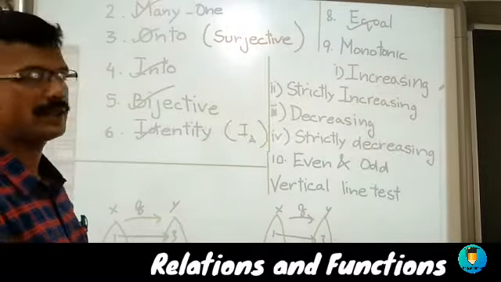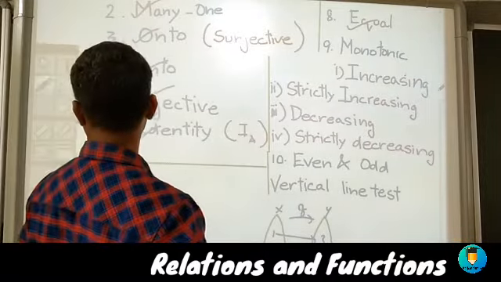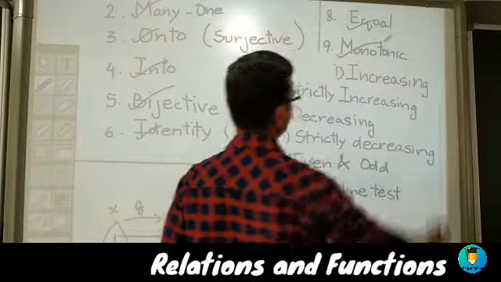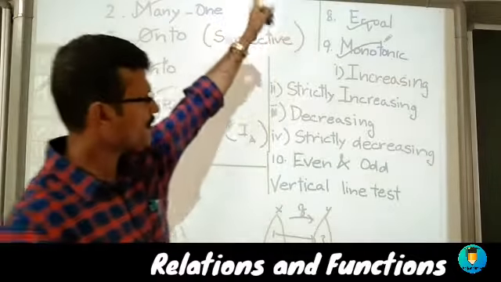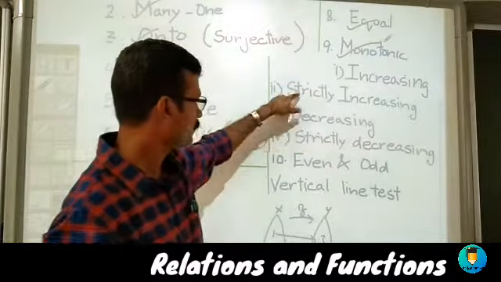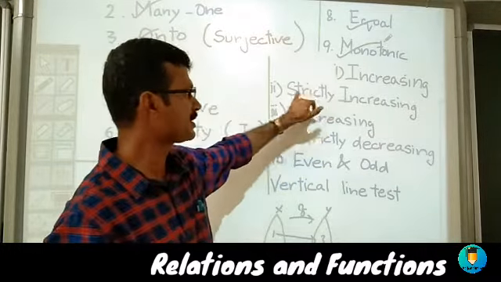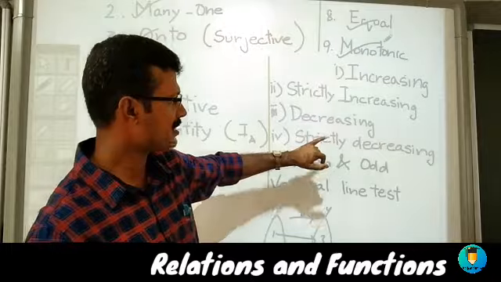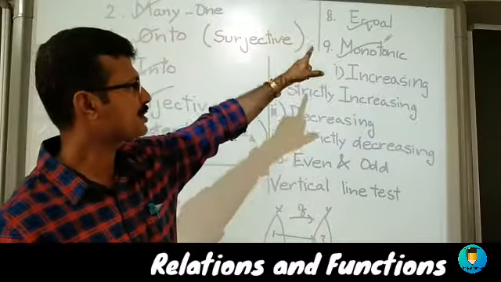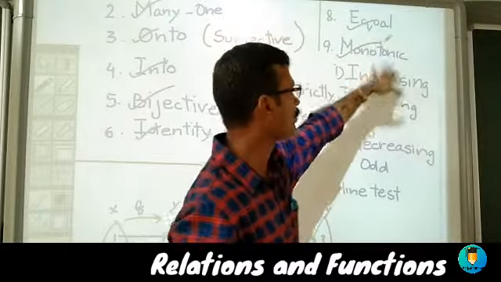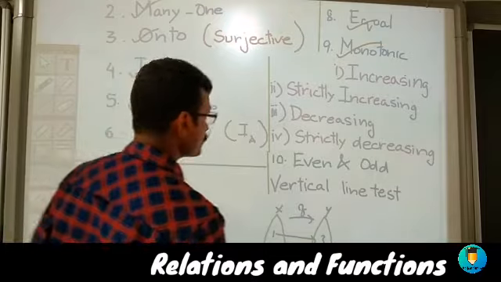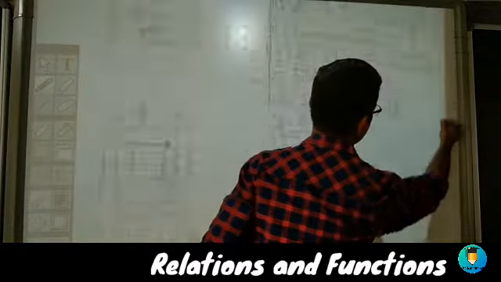Next we will come to the monotonic function. In the monotonic function you can see there are four subparts: increasing, decreasing, strictly increasing and strictly decreasing. So all these come under the monotonic function. First of all I am going to explain the increasing function.